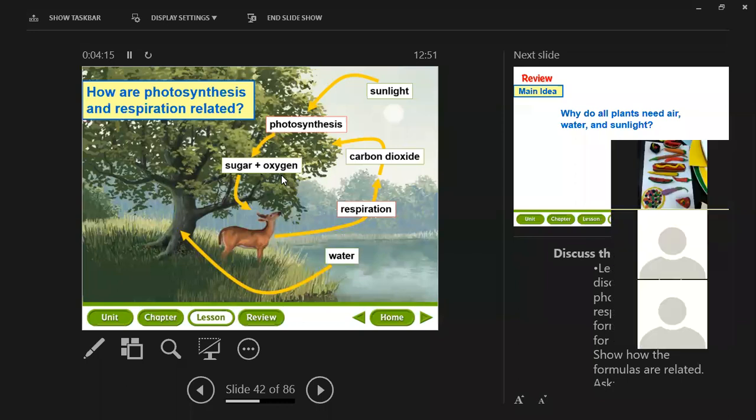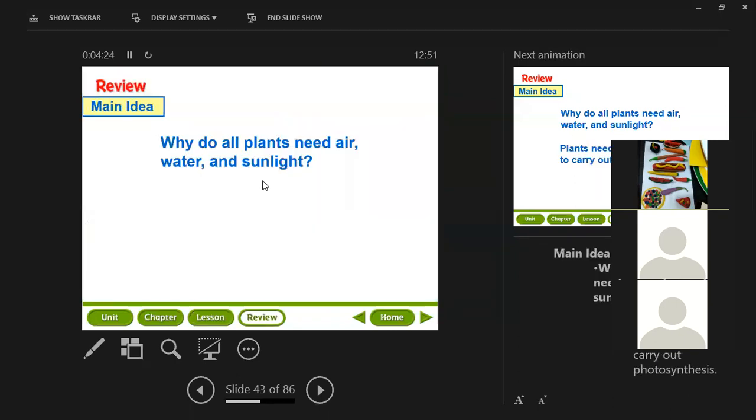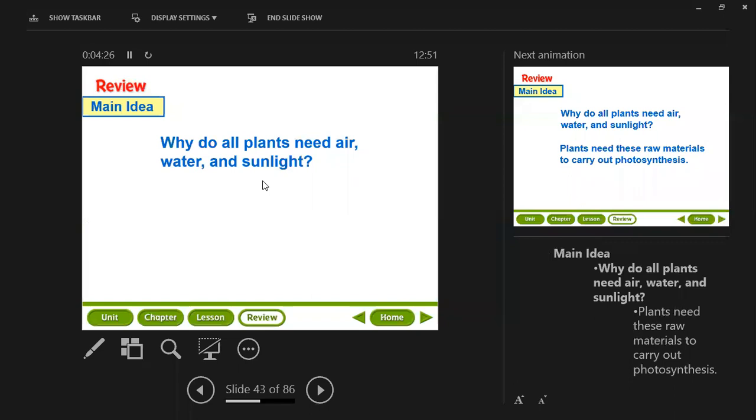Scientists also express cellular respiration by a chemical equation: 6O2 plus C6H12O6 produce 6CO2, carbon dioxide, plus 6H2O, water, plus energy.